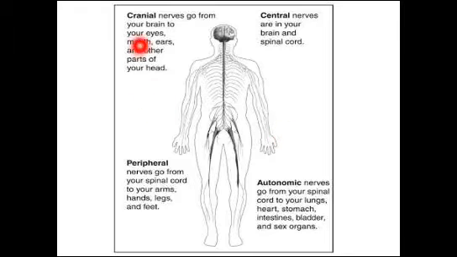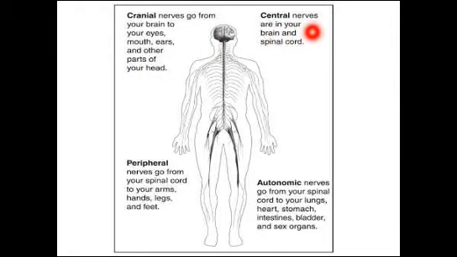First of all, let's have a look at the various types of nerves which are present in the body. These are cranial nerves, central nerves, peripheral nerves and autonomic nerves. Cranial nerves are those nerves which go from your brain to your eyes, mouth, ears and other parts of your head. As the name suggests, these are the nerves which arise in the head and are supplied to the organs located in the cranial cavity, like the eyes, ears, mouth and the other parts of the head.